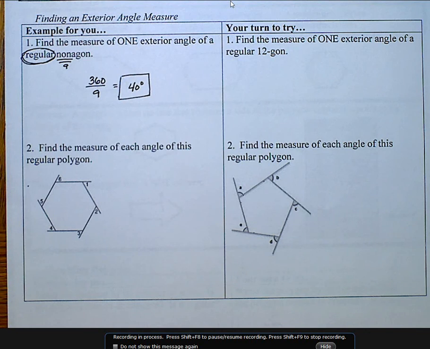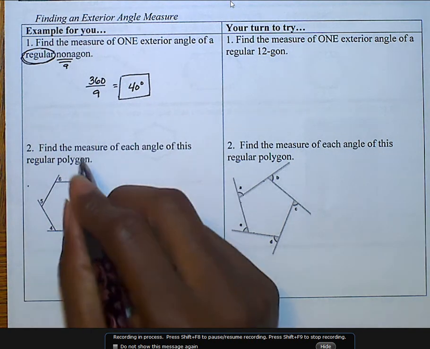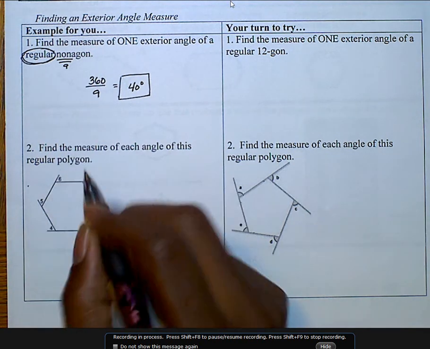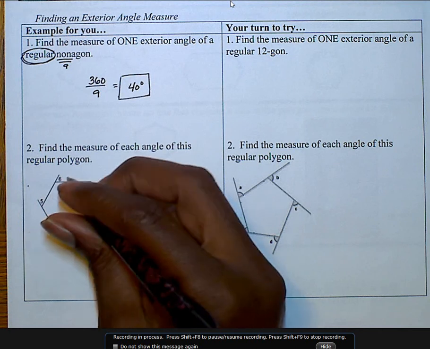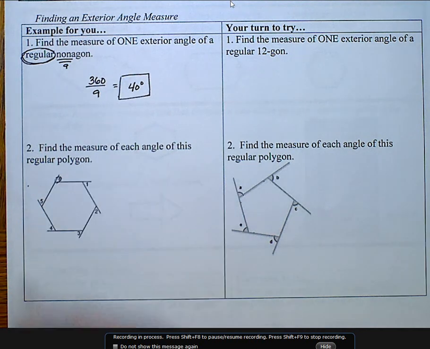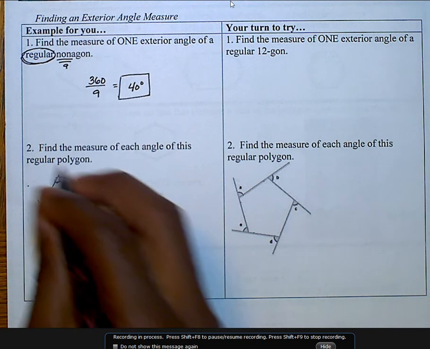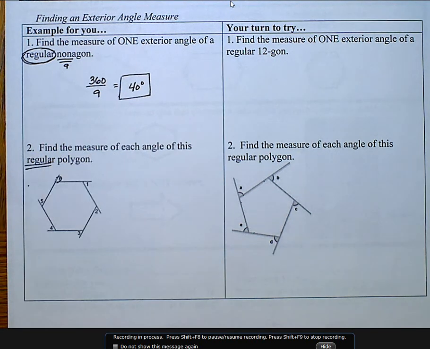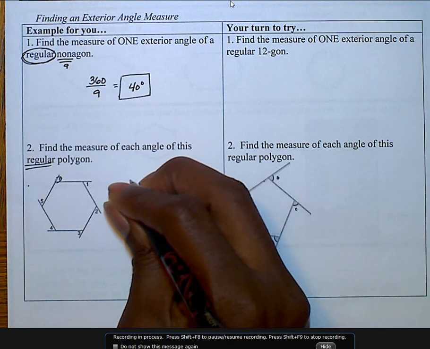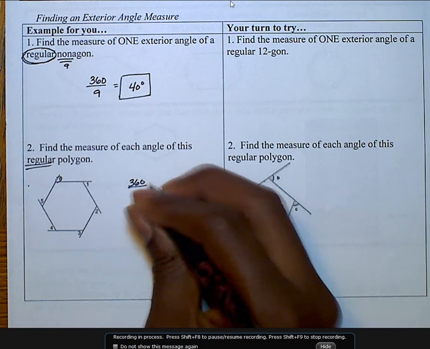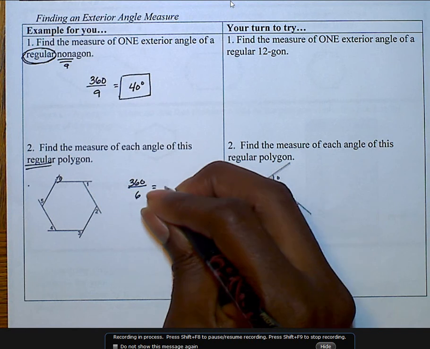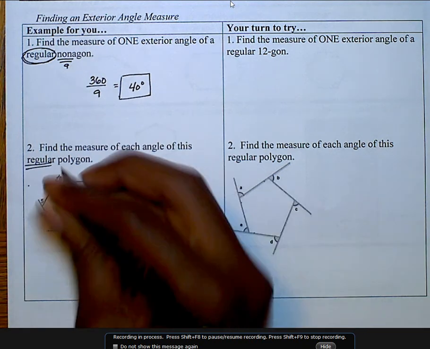Alright. But I want to show you how we can do this better with a picture, if that was kind of over your head. So it says find the measure of each angle of this regular polygon. Well, I see there should be 6 sides. Are there? 1, 2, 3, 4, 5, 6. There are 6 sides. And so regular again means that all the angles should be the same. So since there's 6 angles and the sum is 360, 360 divided by 6 should be 60. All these angles should be 60.